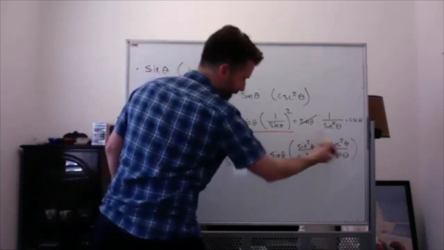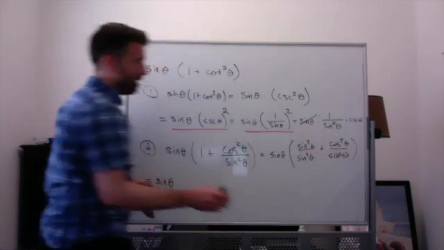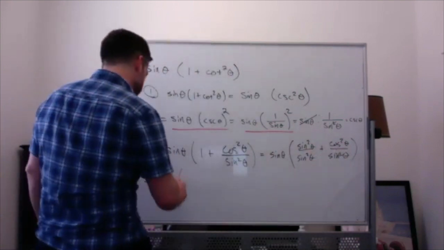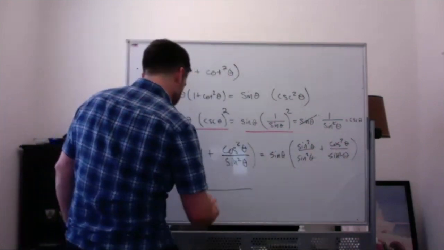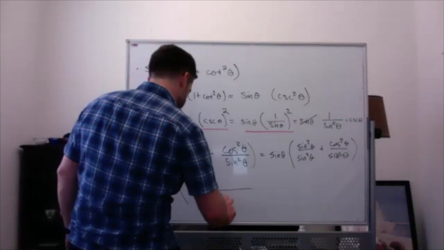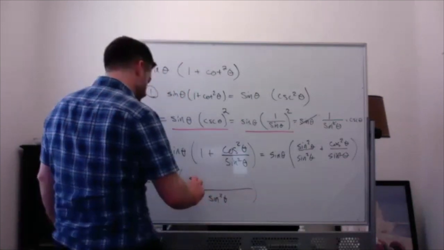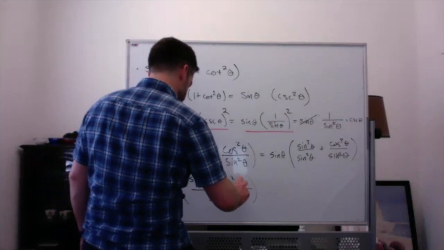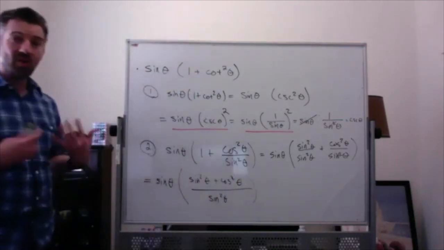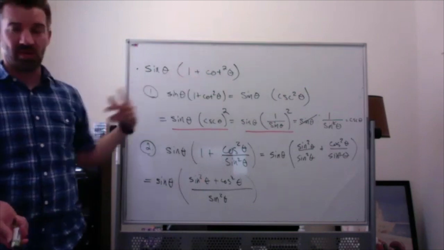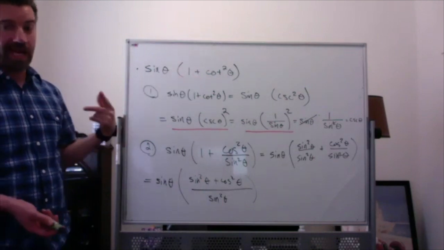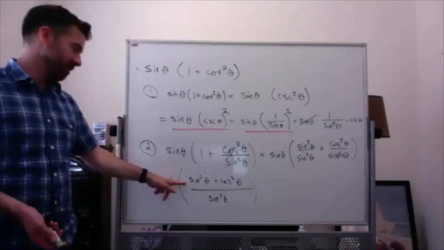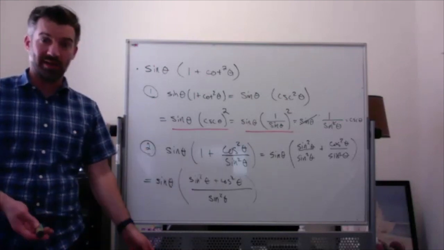All right, so simplifying this here. Now that I've got a common denominator, I'm going to add these fractions, and my denominator is just going to be sine squared theta, and on top I'm going to have sine squared theta plus cosine squared theta. And while I don't always remember that 1 plus cotangent squared theta equals cosecant squared theta, I do always remember that sine squared theta plus cosine squared theta is equal to what?